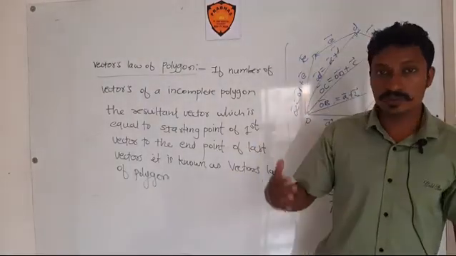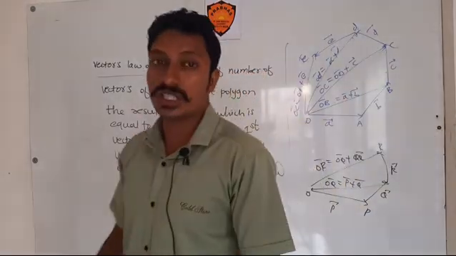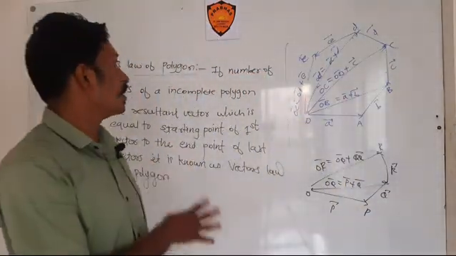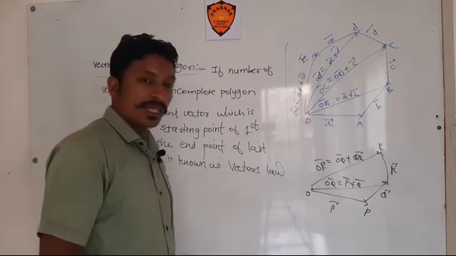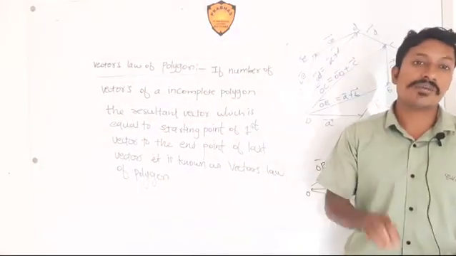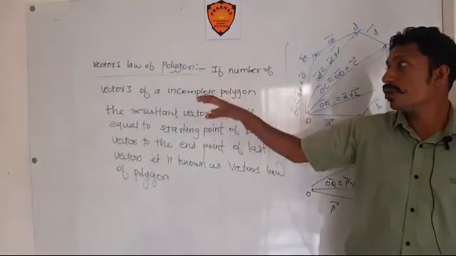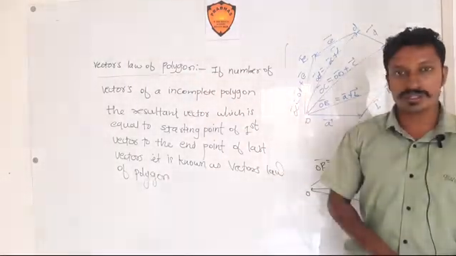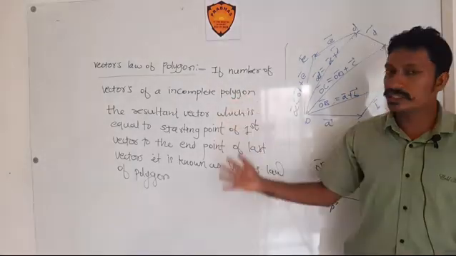I take the next point in my next lecture. Okay, I stop my second lecture. Today we completed a few types of vectors and two most important laws, that is the vector triangle law and the vector law of polygon. Okay, student, stop here, complete these two laws.